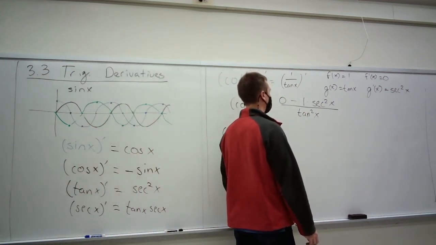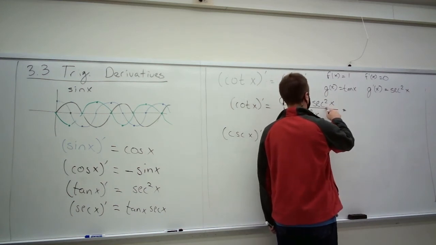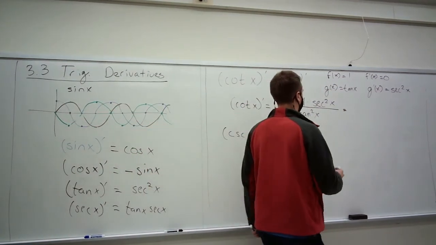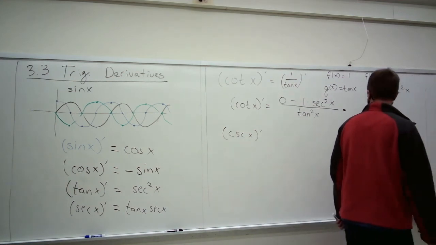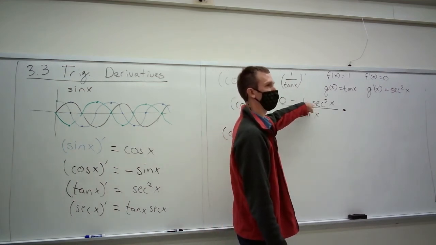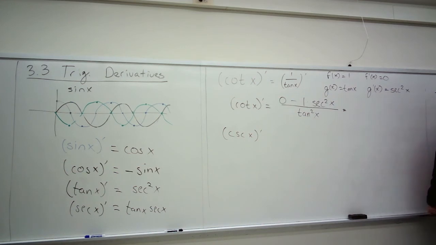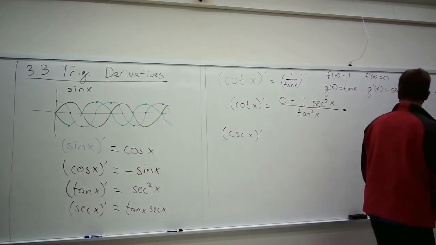Negative secant squared of x divided by tangent squared of x. This is where the simplification becomes a little bit hairy. Secant squared has a nice relationship to tangent squared, do you remember? It's a long time ago. That's okay. Let's take the Pythagorean theorem. Secant is 1 over cosine, right? Let's divide everything by cosine squared. That gives us 1 plus tangent squared of x equals secant squared of x.